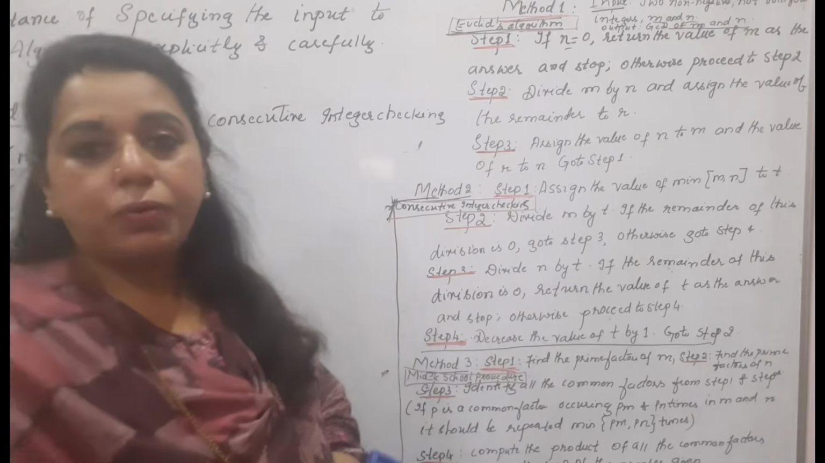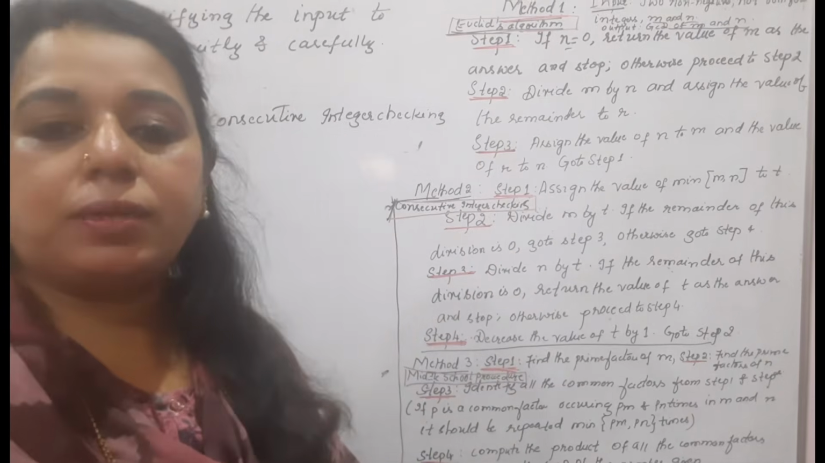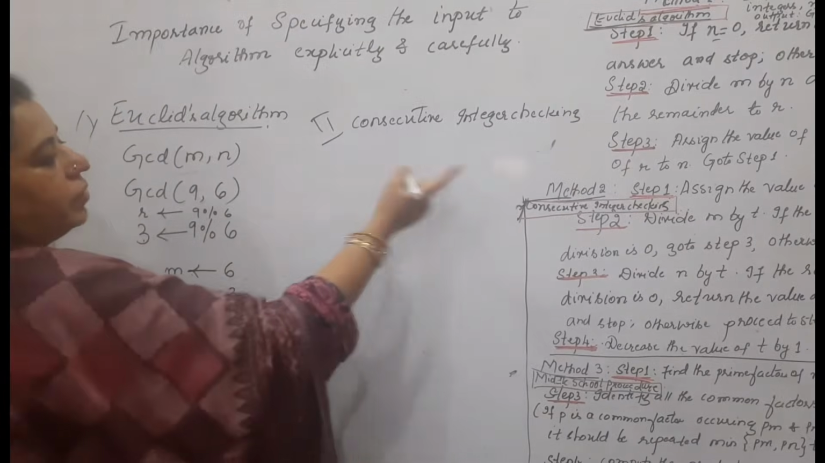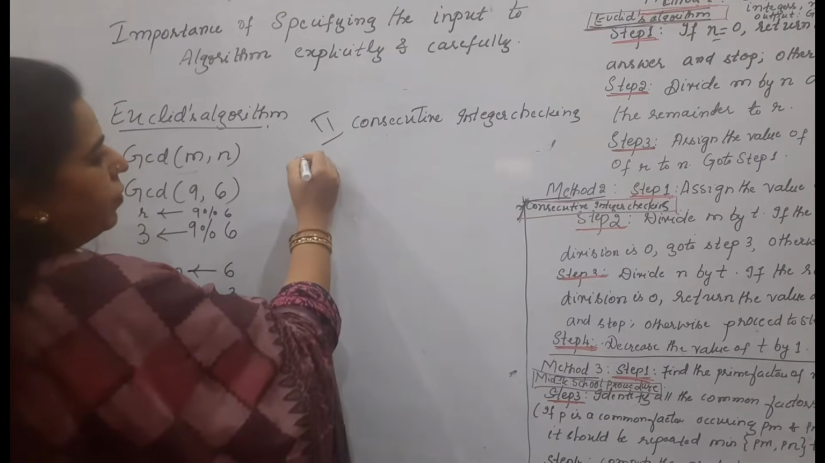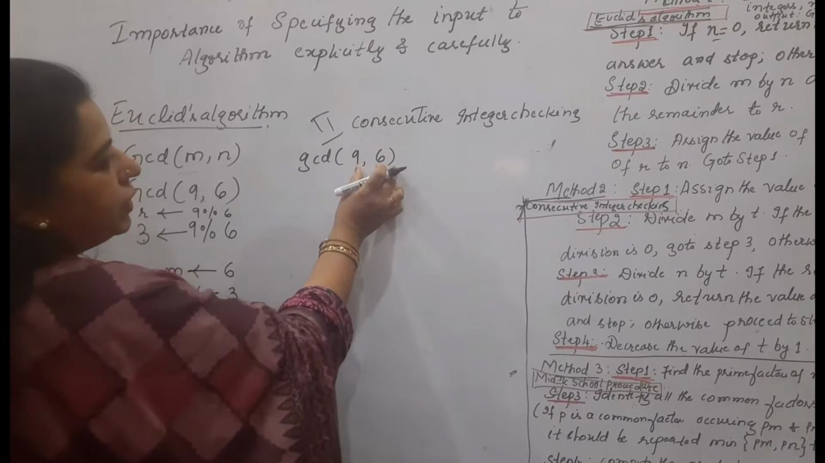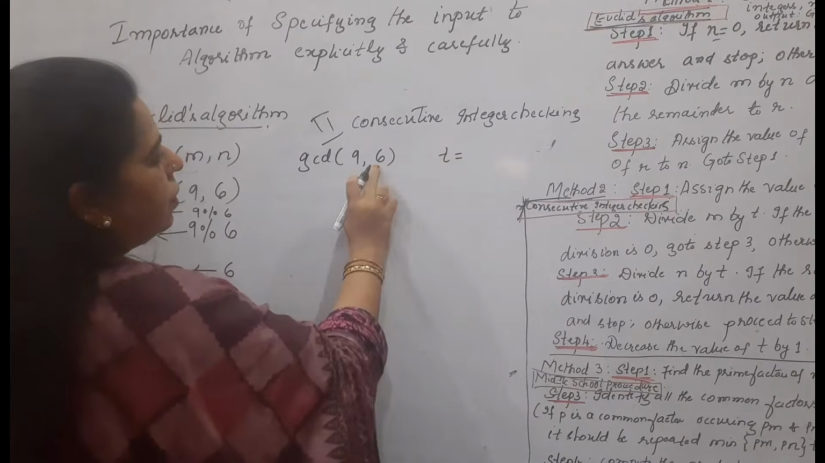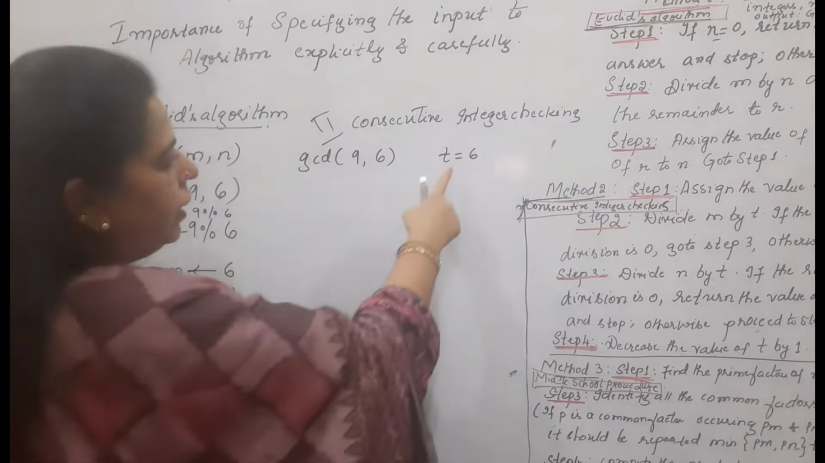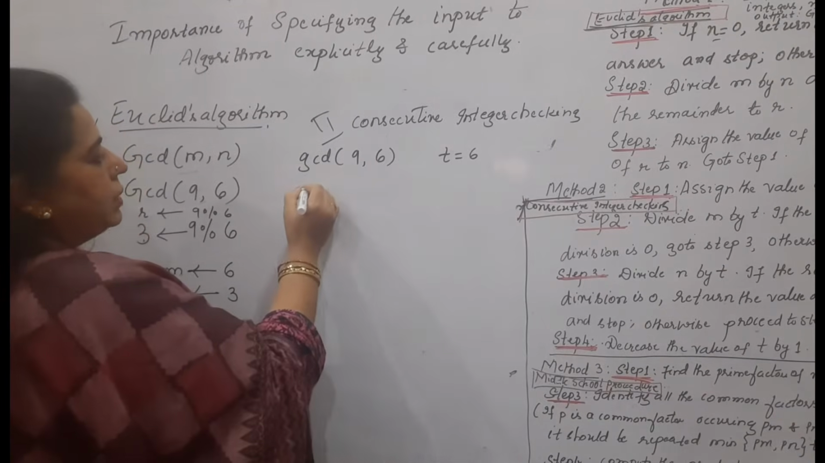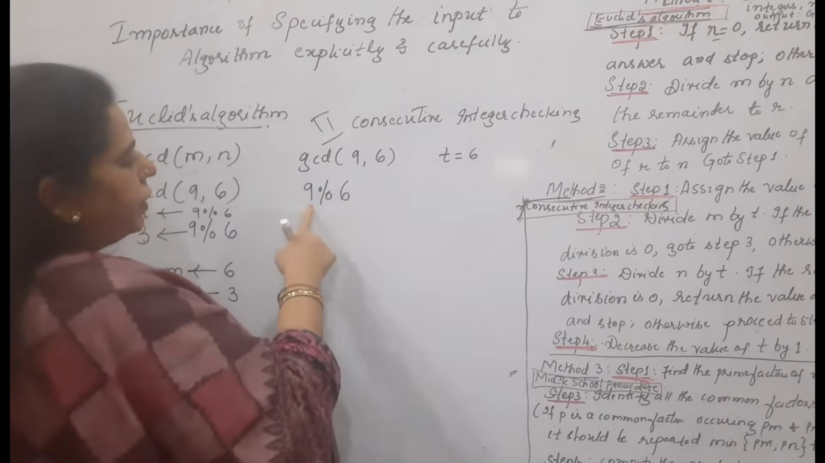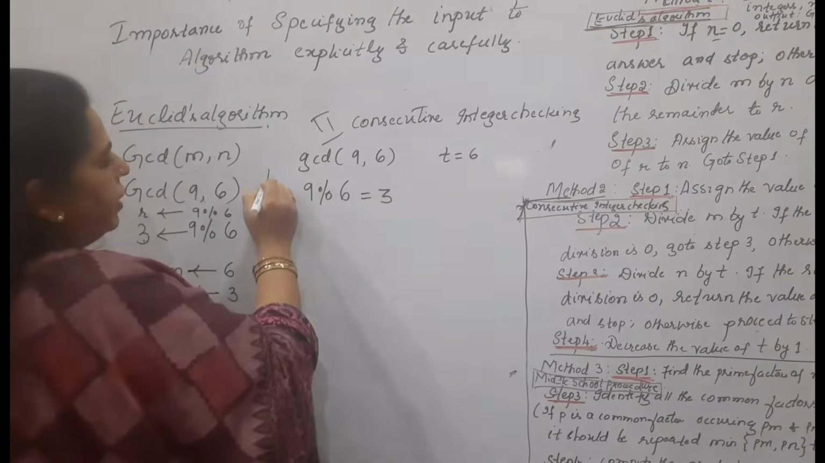I'll give you one example so that you will understand these steps very clearly. First step, we are going to take the GCD of 9 and 6. The minimum of these, you have to assign to t. So the minimum is 6, which is assigned to t. Then divide m by t. m is 9, t is 6. The modulo operation of this is how much? 3.